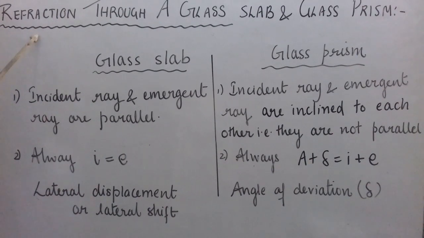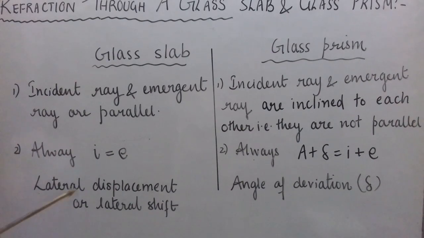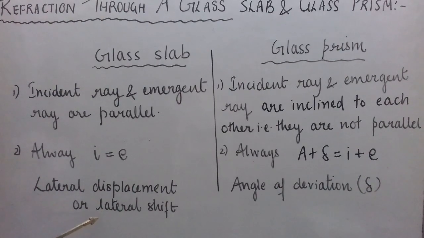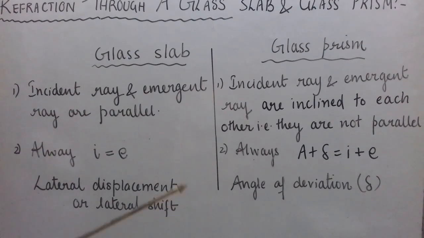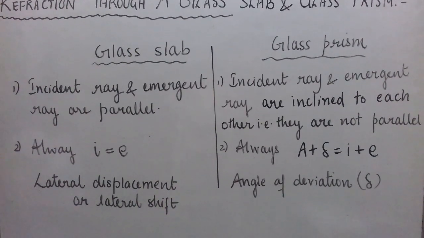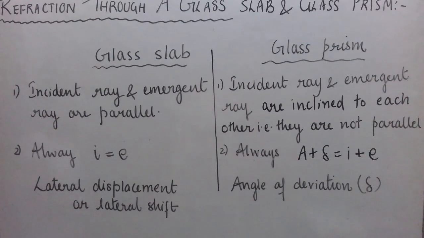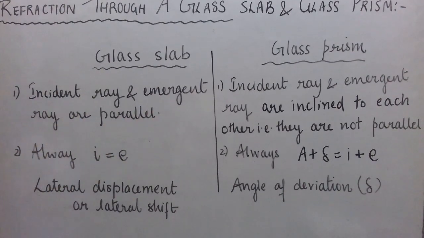Now here you should know the definition of lateral displacement or lateral shift. That is the perpendicular distance between the incident ray and emergent ray when light is incident obliquely on the surface of the glass slab. Angle of deviation is the angle between the incident ray and emergent ray when light passes through a glass prism. I hope you have understood refraction through a glass slab and a glass prism and understood the major or important differences between the two refractions.